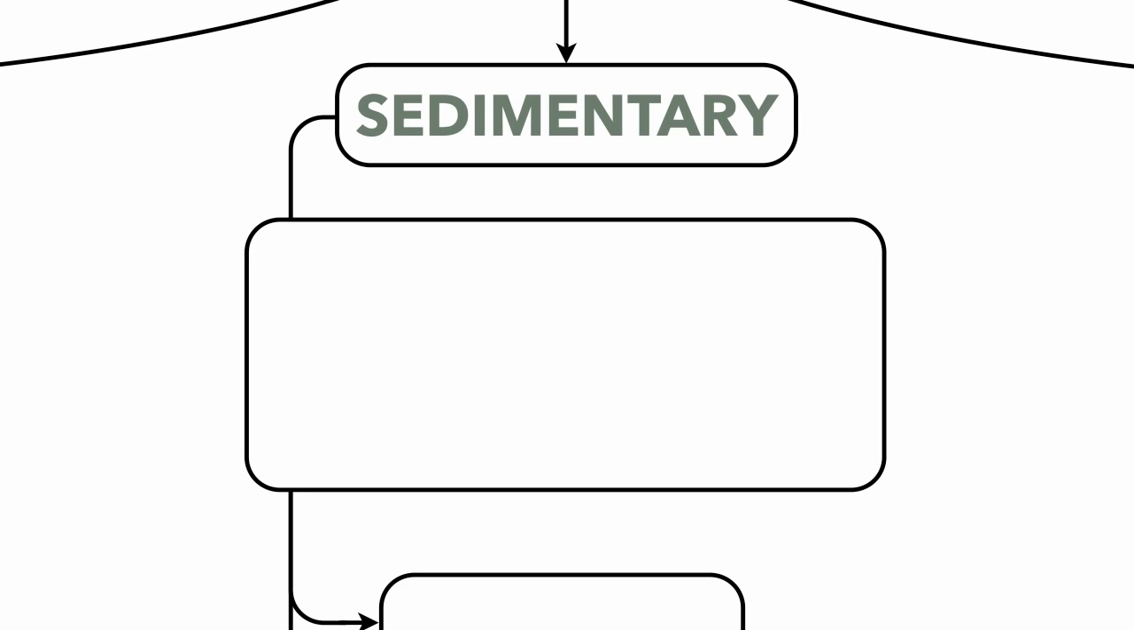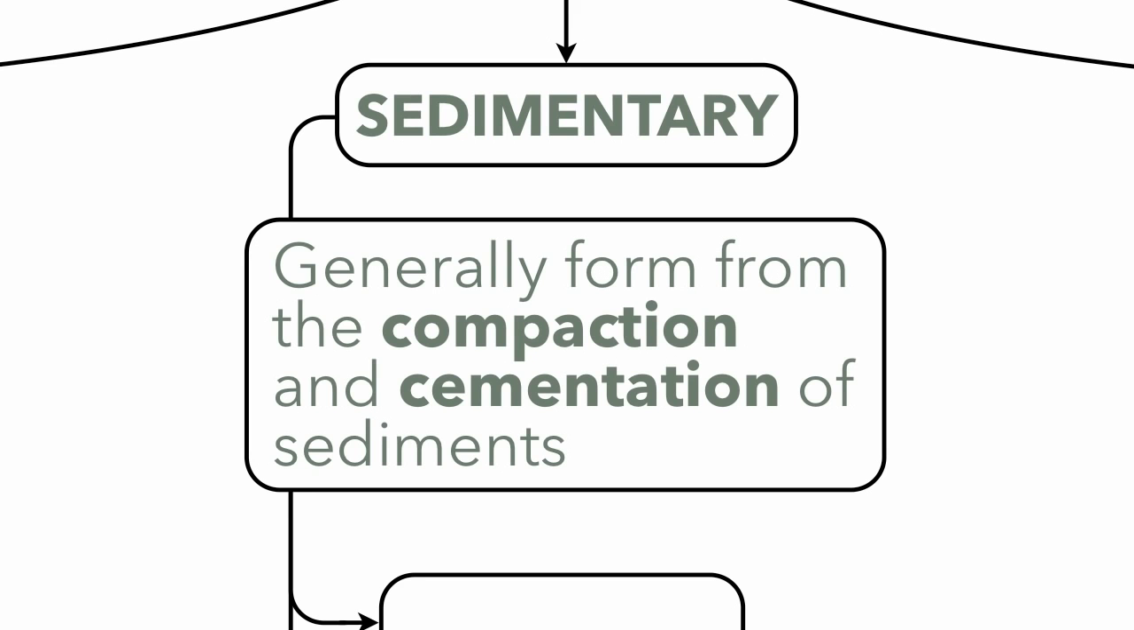Please recall that rocks are classified according to the way in which they formed. So, for example, igneous rocks form from the cooling and solidification of magma or lava. Now, sedimentary rocks form in an entirely different way, which I'd like to describe now. The general way in which most sedimentary rocks form is from the compaction and cementation of sediments.